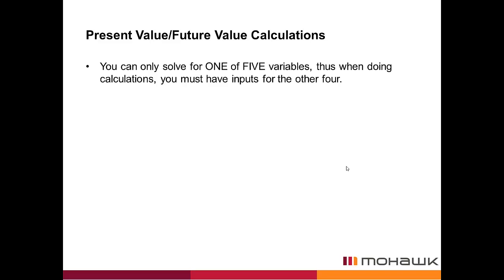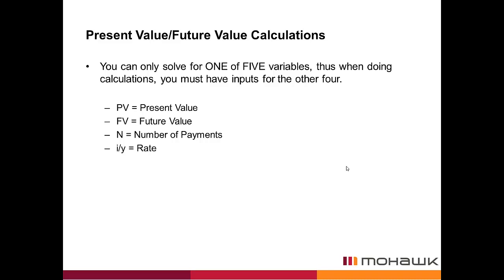The 5 variables are PV, which is present value, FV, which is future value, N, which is number of payments, and make a special note here, it's not number of years necessarily unless you have annual payments. So always think of N as number of payments.